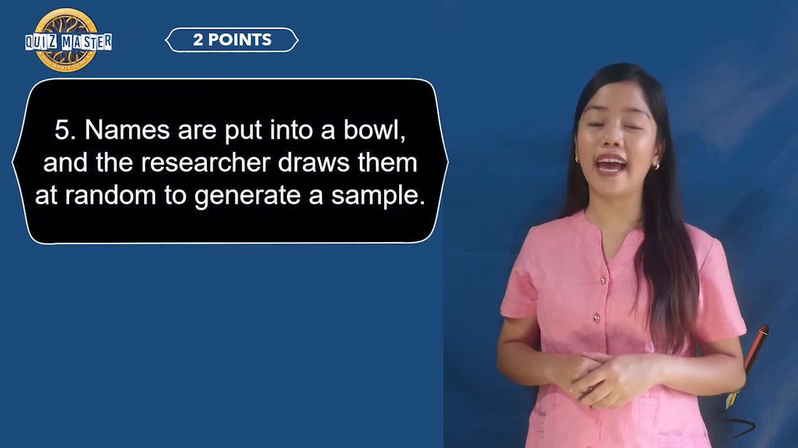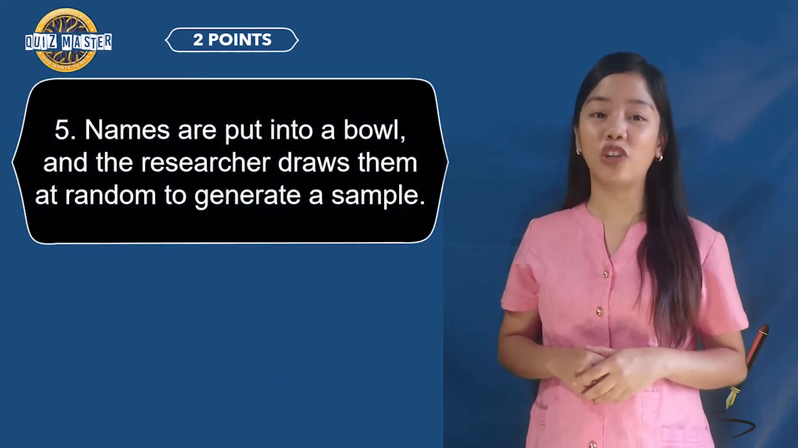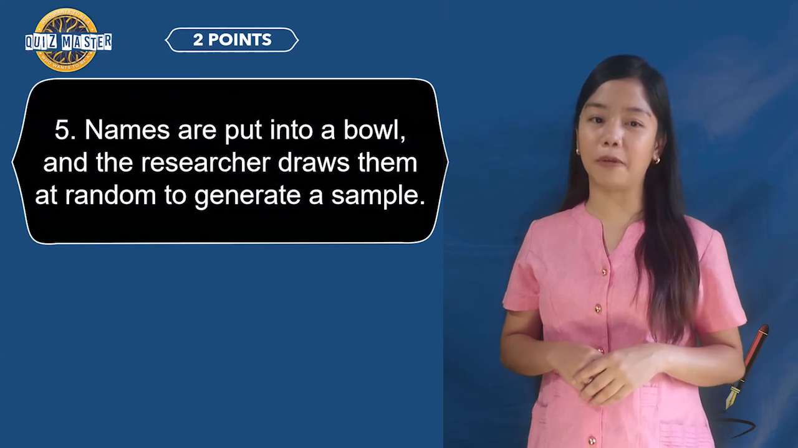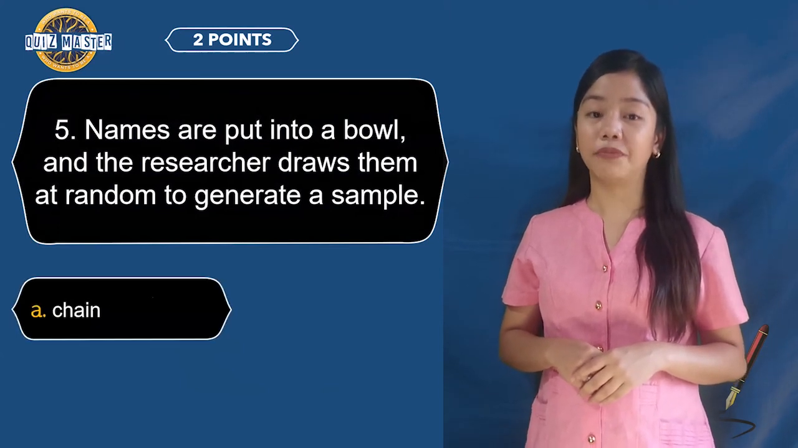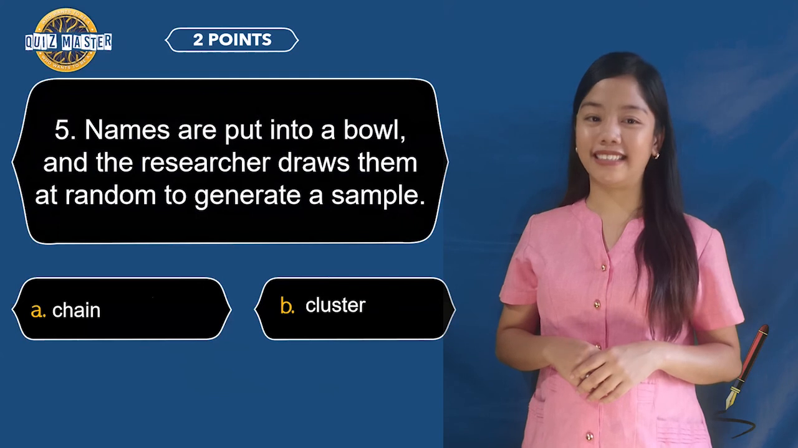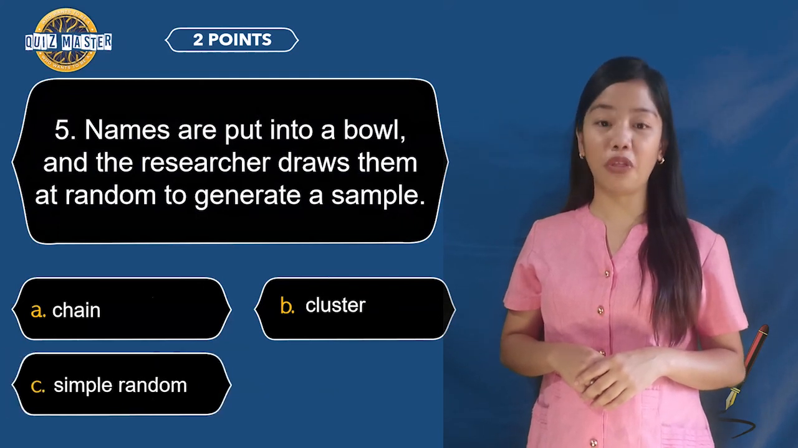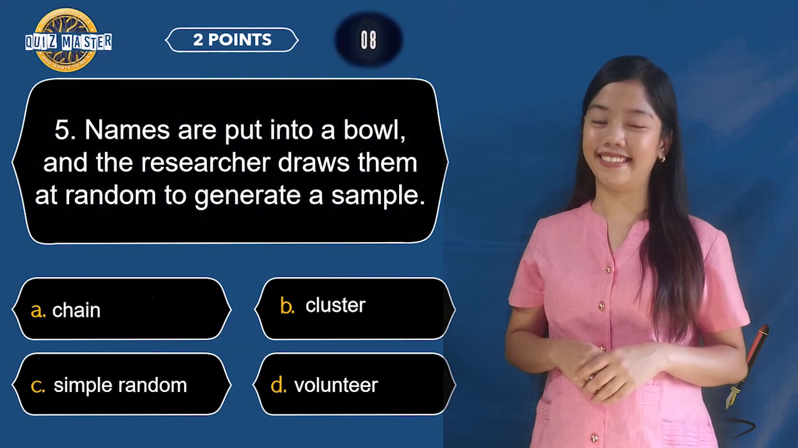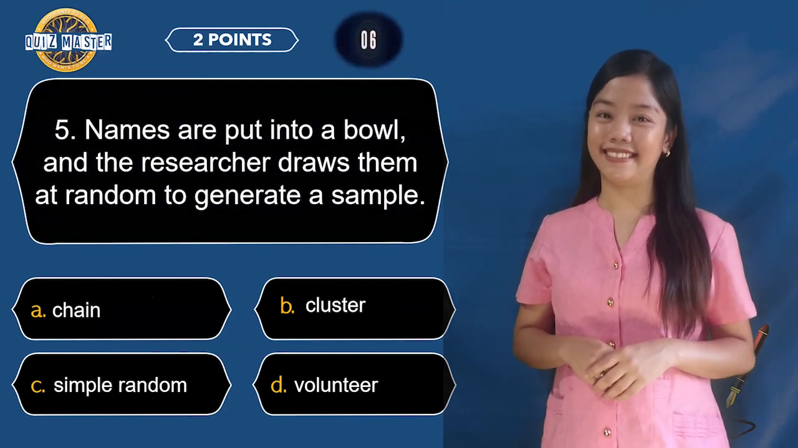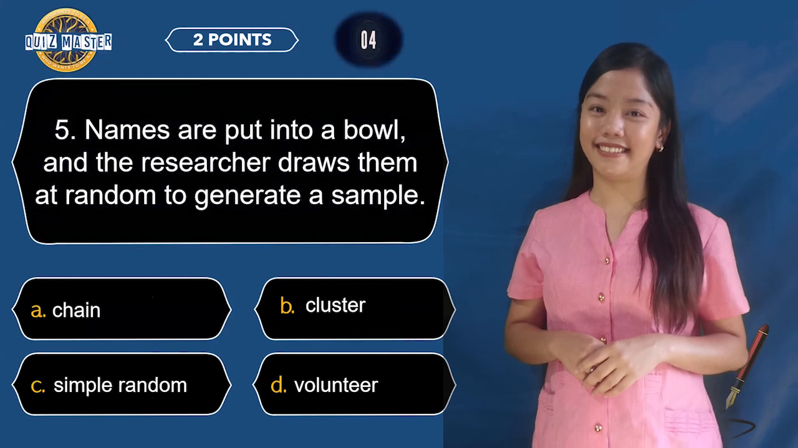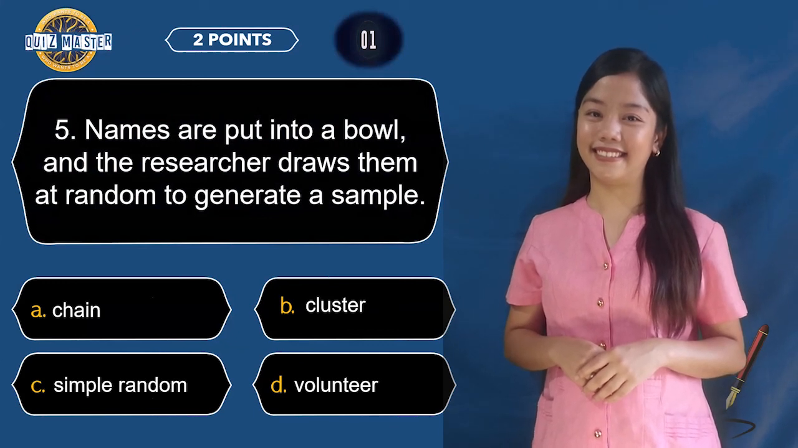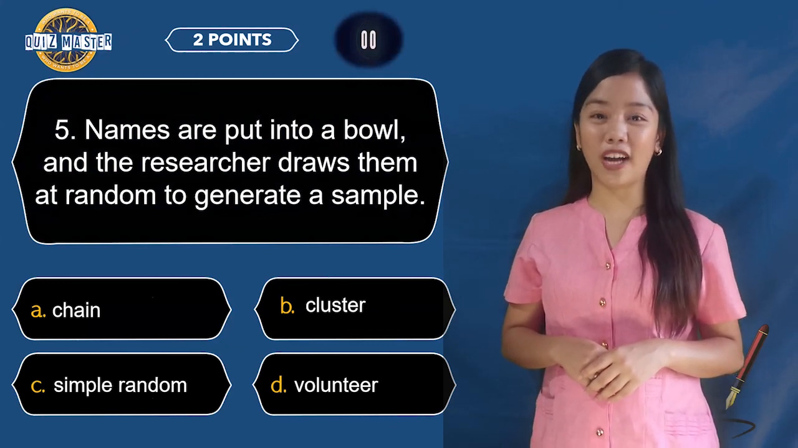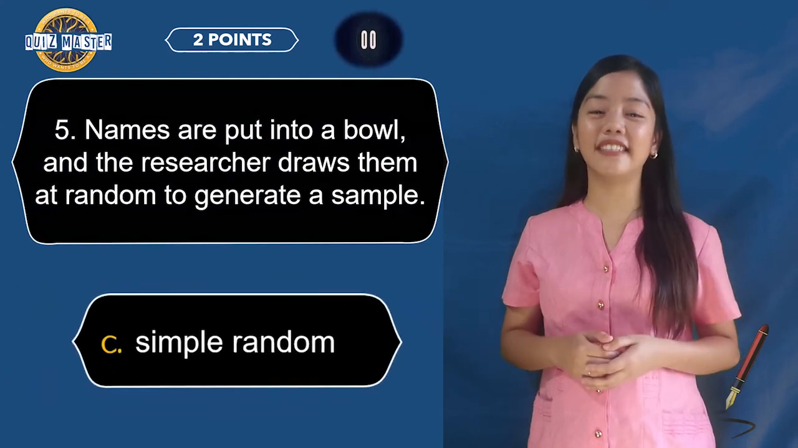And for our item number 5 for 2 points, names are put into a bowl and the researcher draws them at random to generate a sample. A. Chain. B. Cluster. C. Simple random. Or D. Volunteer. Good job, students! The correct answer is simple random.